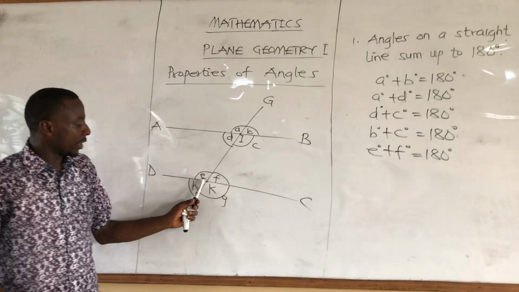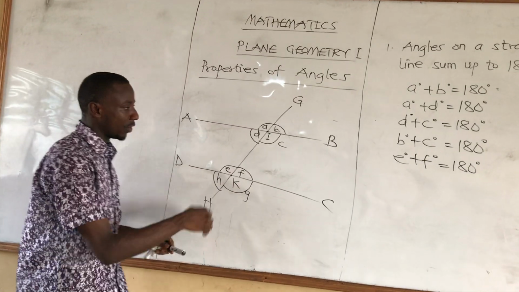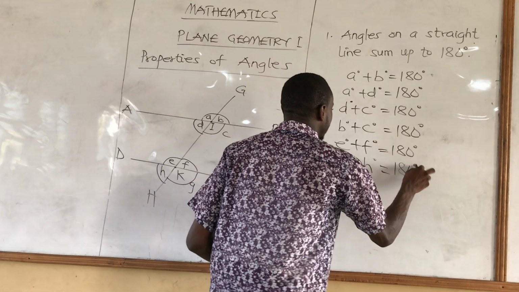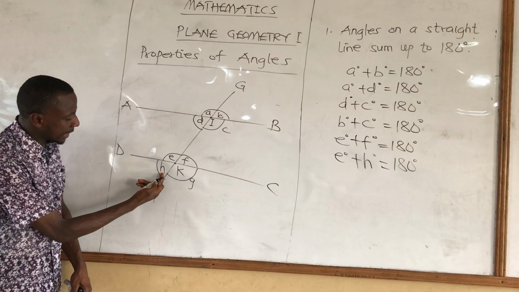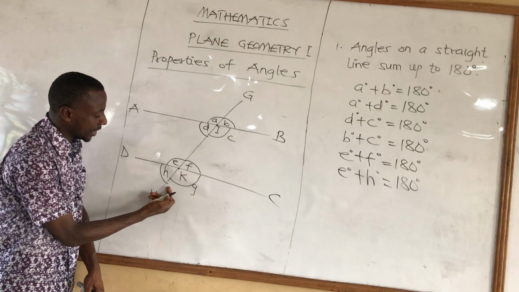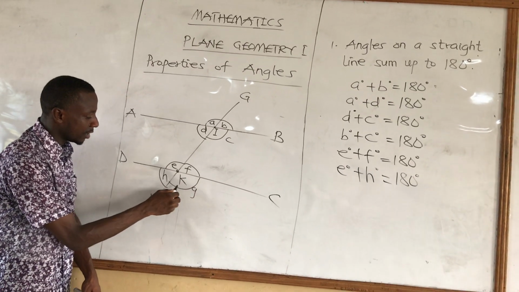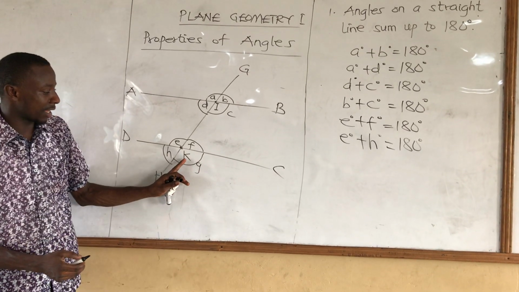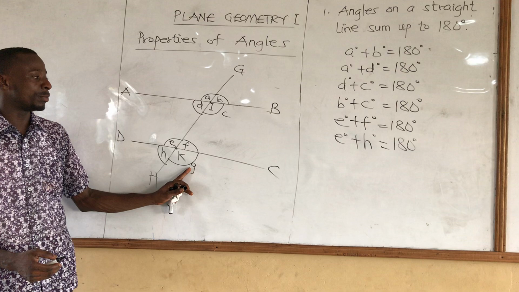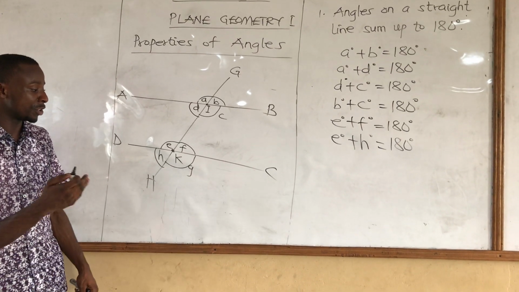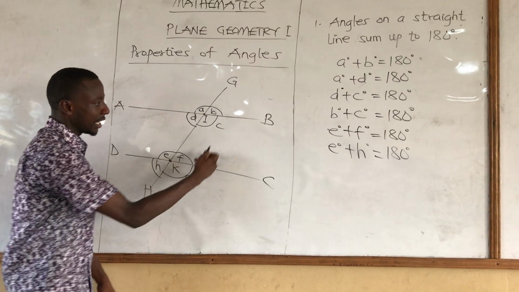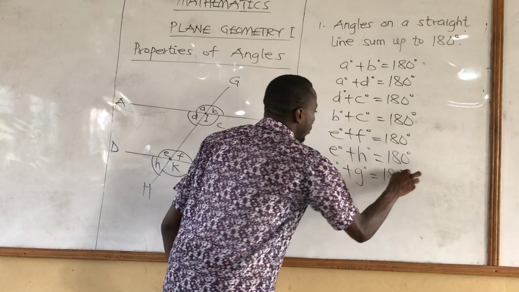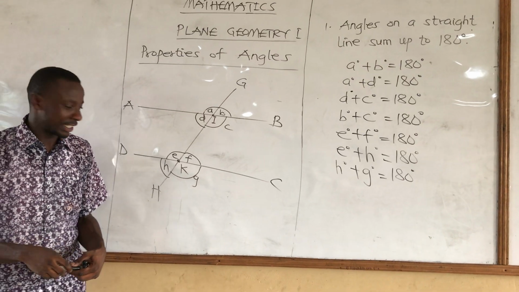We have angle E and H. They are also on the same straight line. E plus H is also equal to 180 degrees. Angle H and angle G, you know the K here is the point. So don't get confused. The K here is point K. Don't say that the K here is an angle. The angle has been represented by a small variable G. So angle H plus angle G is also equal to 180 degrees.